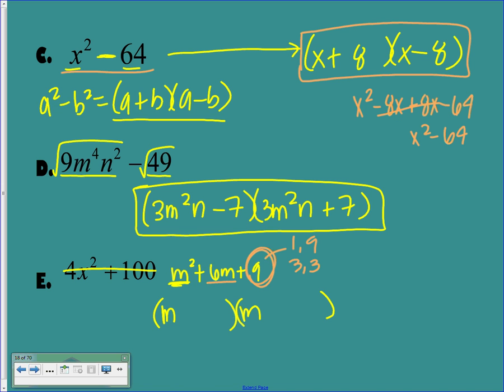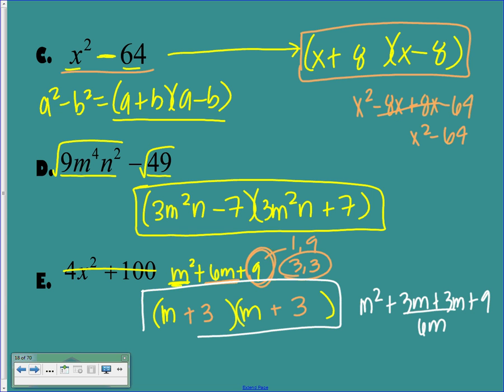But then you're going to look at this middle piece and say, I have to get 6m out of it. So how am I going to get 6? I'm going to get that with a 3 and 3, by adding 3 and adding 3. If this is weird for you, FOIL it out. M squared plus 3m plus 3m plus 9. And this gives me the 6m in the middle that I'm looking for. So these are our factors.